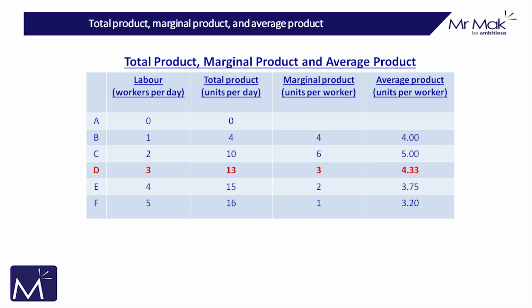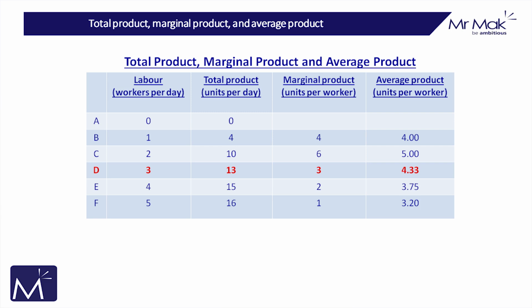So by adding an additional worker, we've actually managed to produce more output than with 1 worker, and we've more than doubled that output. If we go to scenario D, however, when we've got 3 workers, our total product goes to 13. That means it's gone up only by 3 units, which is the marginal product, and our average product is now lower. It is 4.33. Diminishing returns have started to kick in.